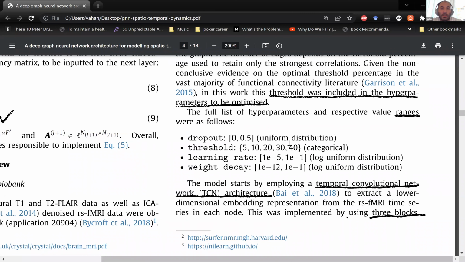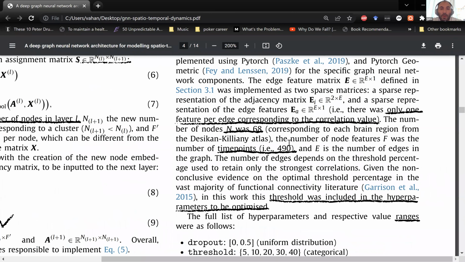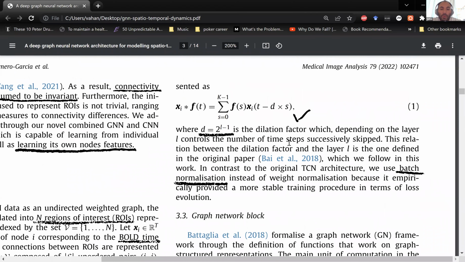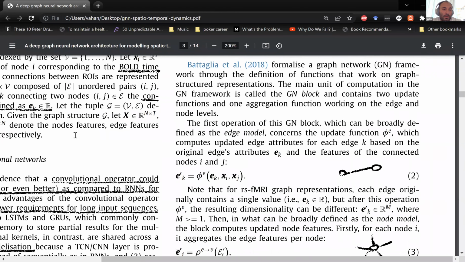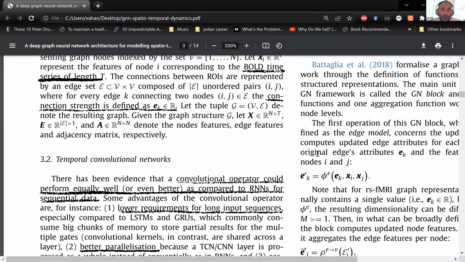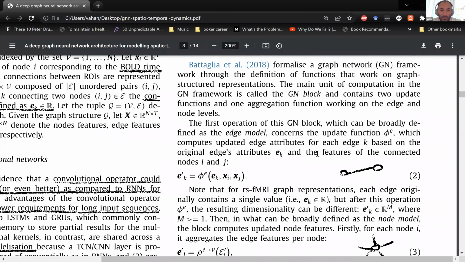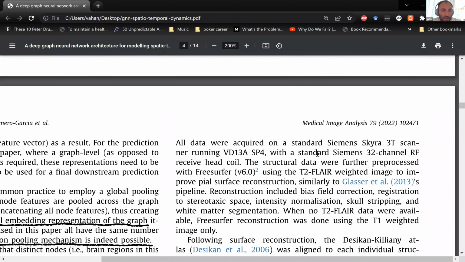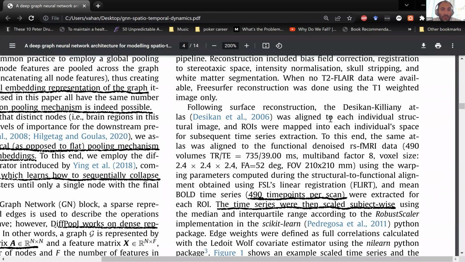Cool. This is basically the whole architecture. We will experiment with removing one component. Also, we will experiment with diff pool versus concatenation. Okay. Experiments, let's have a quick look. As I said, we will.